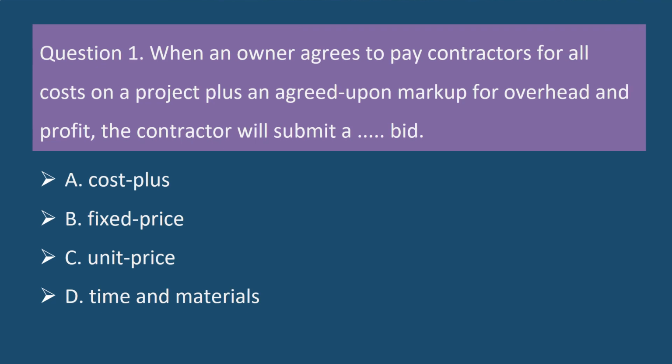Question 1. When an owner agrees to pay contractors for all costs on a project plus an agreed-upon markup for overhead and profit, the contractor will submit a blank bid. A. Cost plus. B. Fixed price. C. Unit price. D. Time and materials.